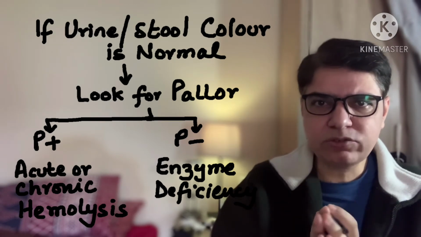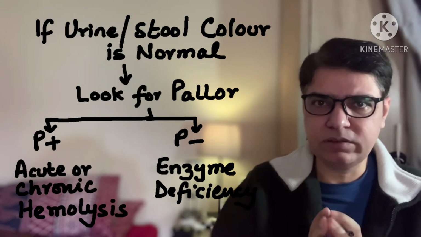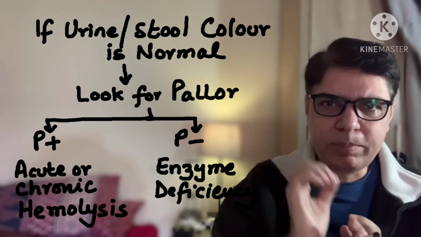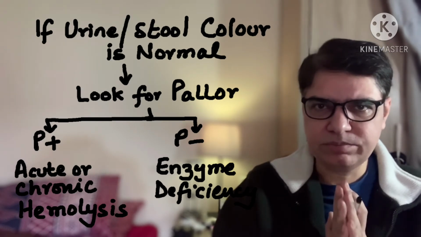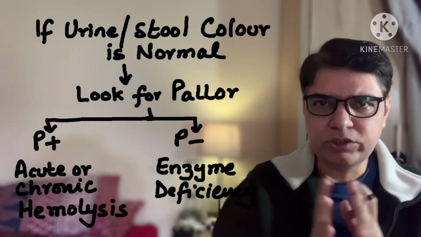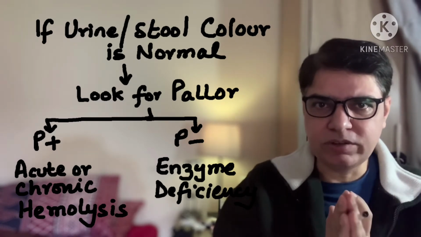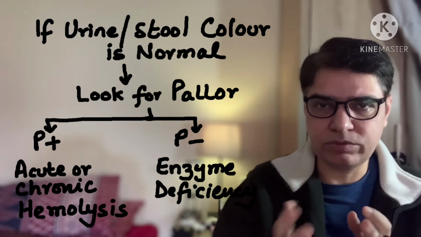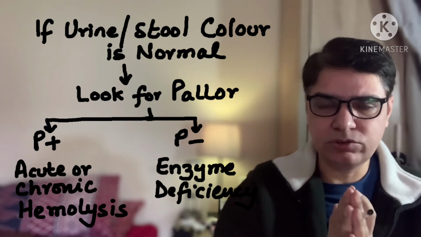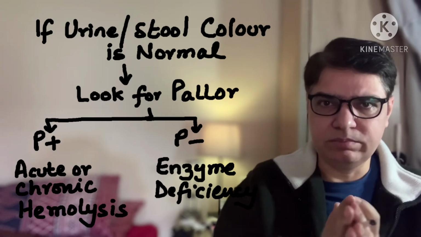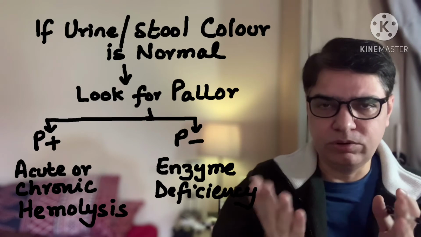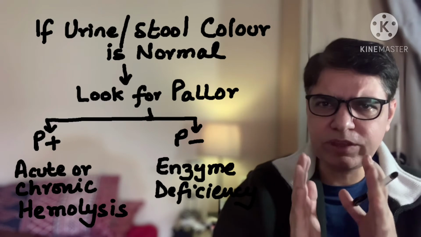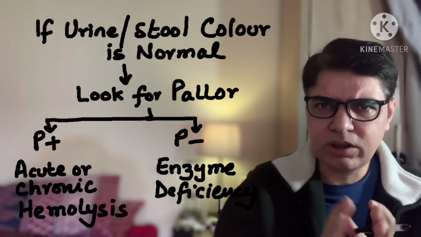If the child has no pallor, his stool color is normal and his urine is not dark, then that child probably has enzyme deficiencies. Some of the enzyme deficiencies can cause indirect jaundice, and these are the kids who do not have discoloration of the urine or the stools, or pale stools, like Crigler-Najjar syndrome, which can cause this type of condition. So it's a very simple rule: if the urine and stool are not discolored, look for pallor.